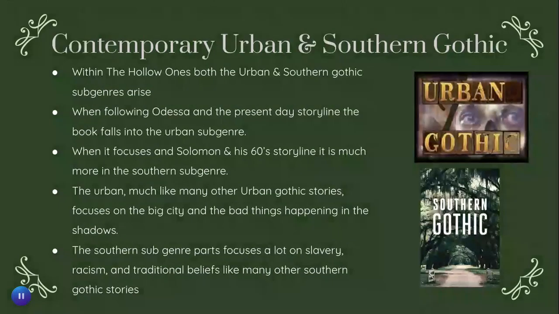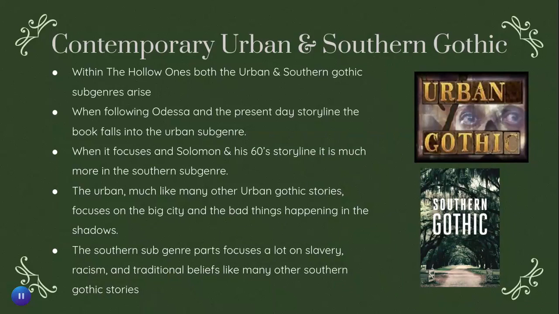But anyways, moving on. 2 of the subgenres that I want to talk about in this contemporary kind of lens is urban and southern gothic. Within the Hollow Ones, both the urban and southern gothic subgenres arrive. When following Odessa and the present-day storyline, the book falls into the urban subgenre because it takes place in New York, New Jersey. And when it focuses on Solomon and his 60s storyline, it is much more in the southern subgenre.